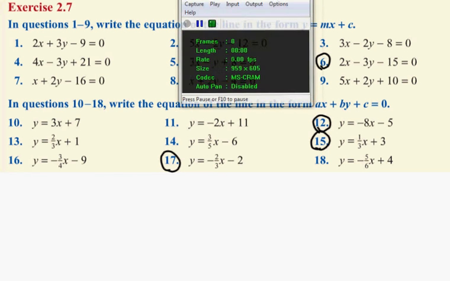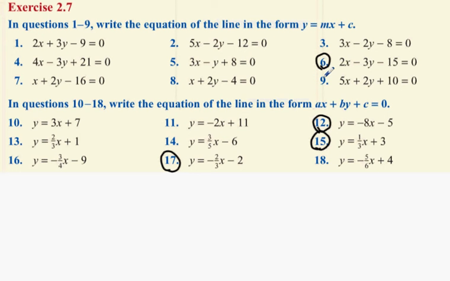Well, first of all, starting off with question 6. It goes, put this equation in the form y equals mx plus c. Now what's significant about y equals mx plus c is y is on its own and it's positive. That's what you've got to do. So you look at 2x minus 3y minus 15 equals 0.